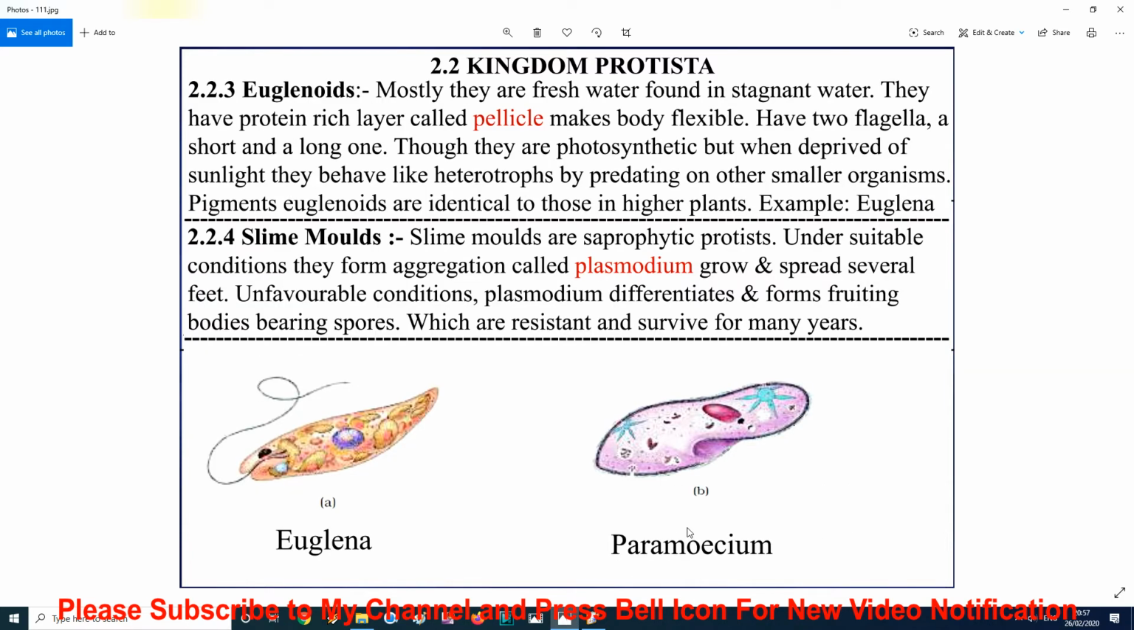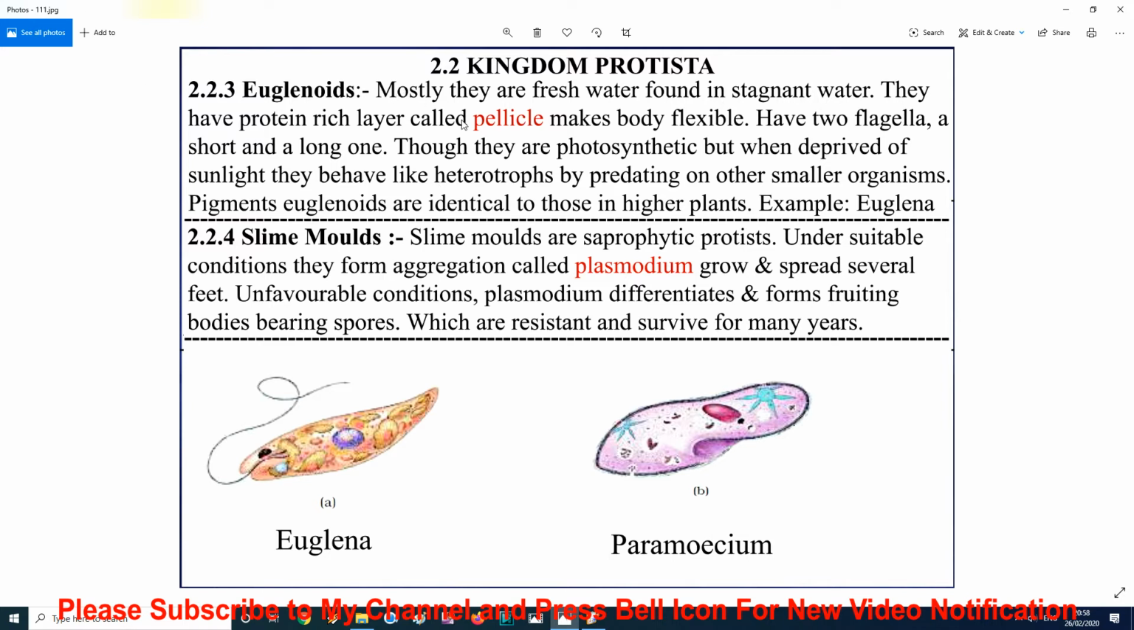Moving towards the third type of Protista, this is called euglenoids. Mostly they are freshwater, found in stagnant water. They have a protein-rich layer called a pellicle, which makes the body flexible. Yes, it's a reality and it's a truth.